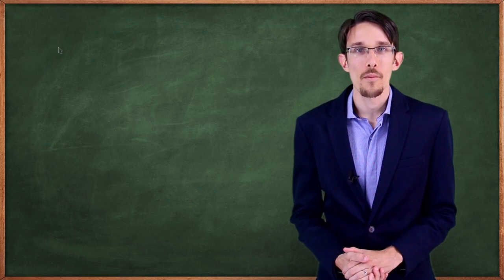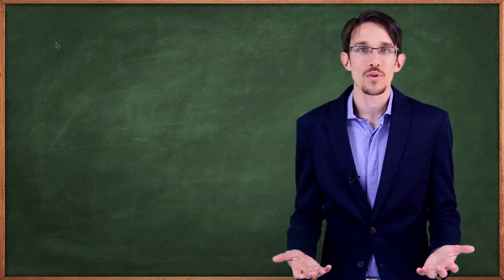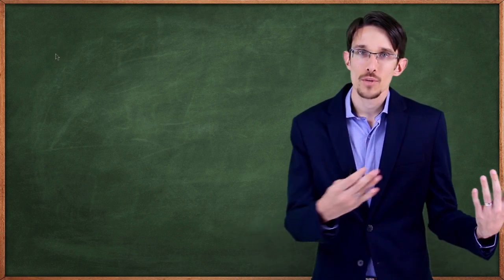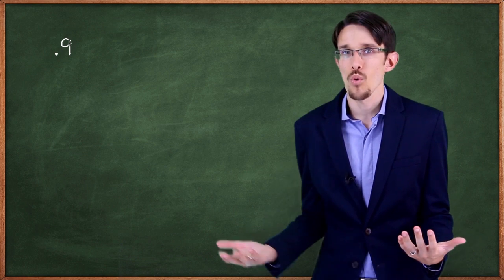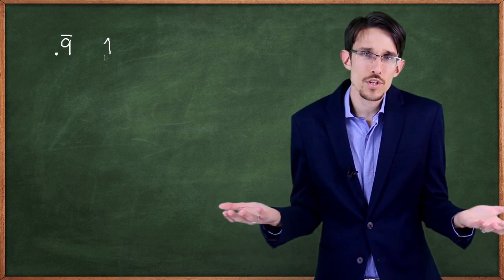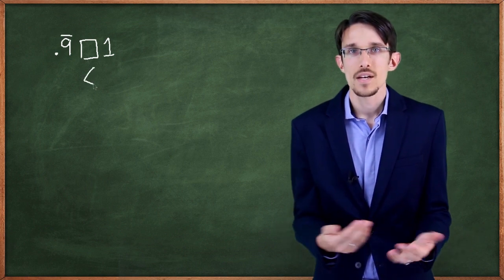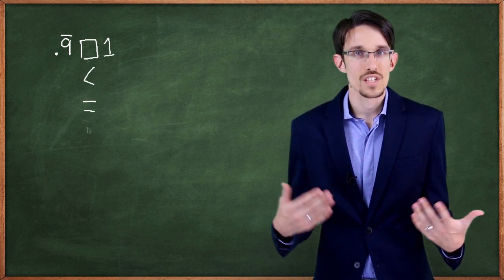Today we're going to start by looking at two numbers, and the question is, are they equal? So the numbers are 0.9 repeating and 1. So we have three choices here really. Is 0.9 repeating less than 1? Is it equal to 1? Or is it greater than 1?